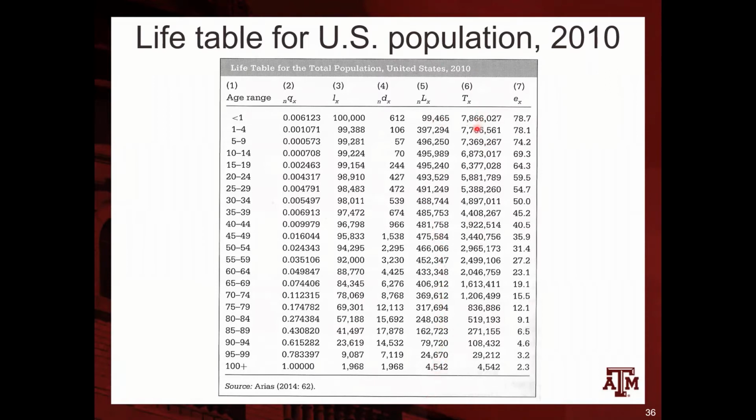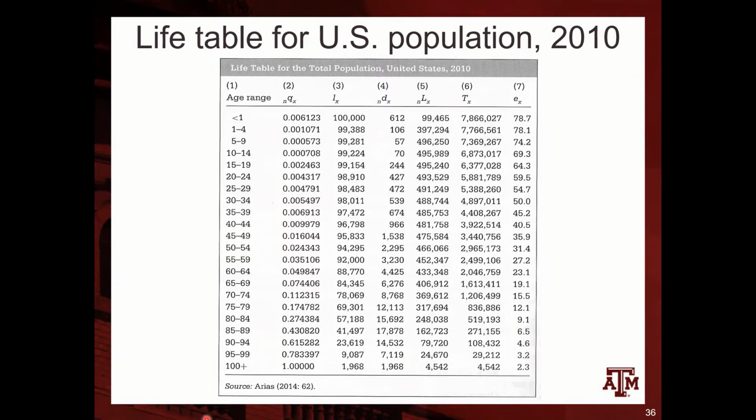So what does the big TX tell me? It tells me the overall number of years that this population would live if they were exposed to these mortality probabilities throughout these age groups. So let me simplify the example.